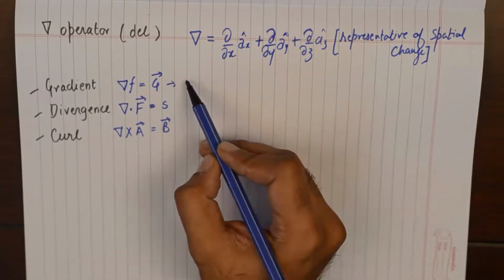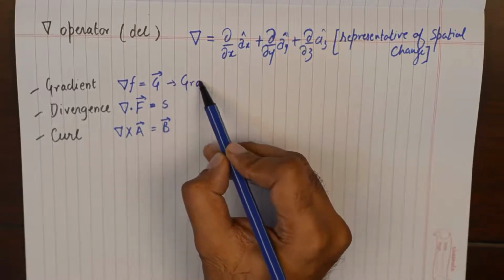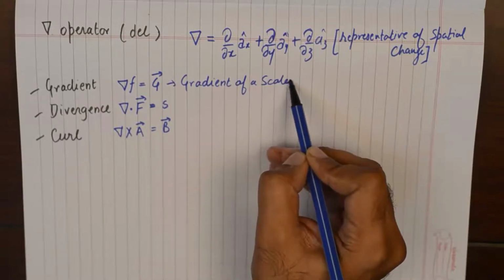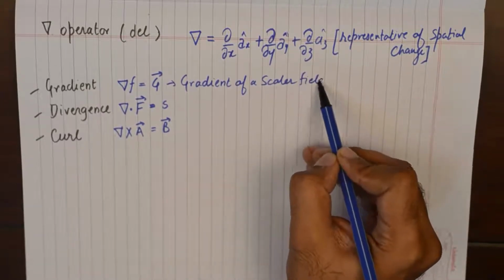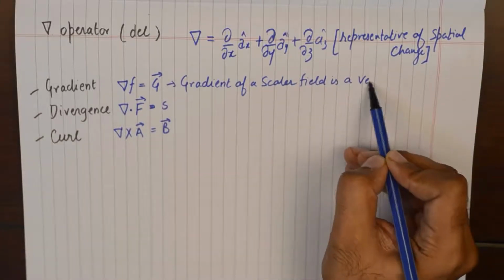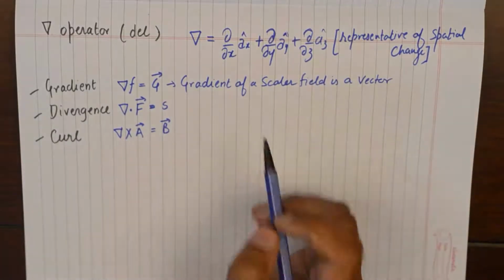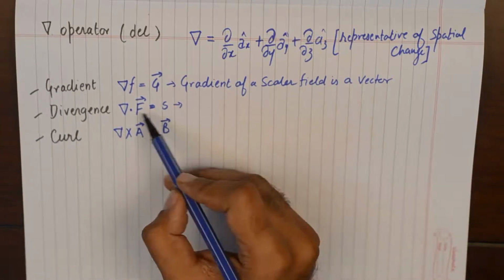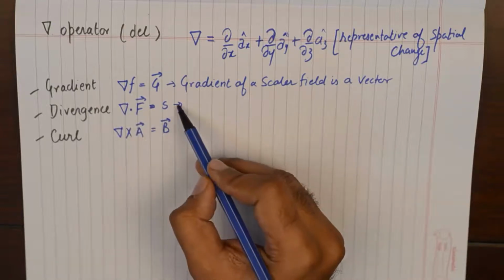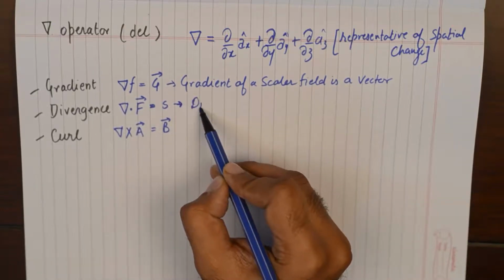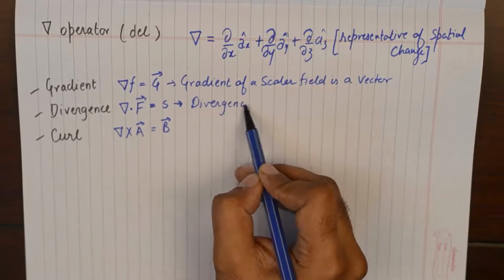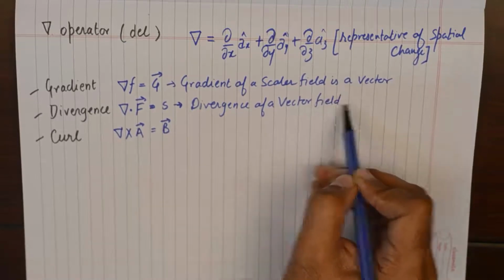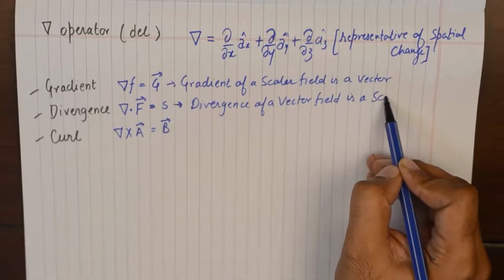But mathematically you would say that the gradient of a scalar field is a vector. That is how you would say it. And the next expression, you would say it as the divergence of a vector field is a scalar.